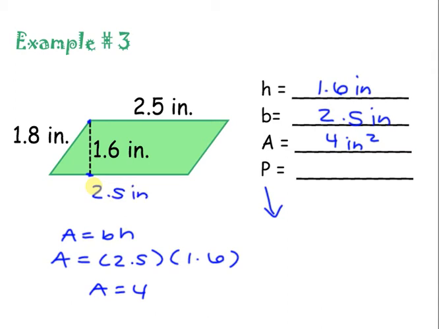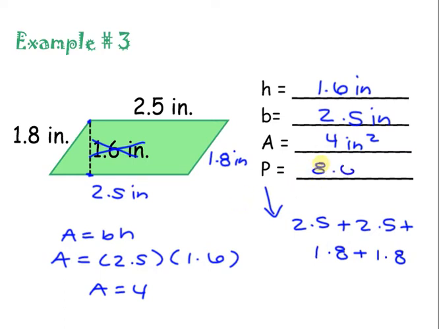But what's the outside of the shape? Is this 1.6 part of the outside of the shape? It's not, so we do not use it for the perimeter. This 1.8 is part of the outside of the shape, so we use that to calculate the perimeter. So this is 1.8, this is also 1.8. So when we go to calculate the perimeter, it's 2.5 plus 2.5 plus 1.8 plus 1.8. And that would give us 8.6 inches.